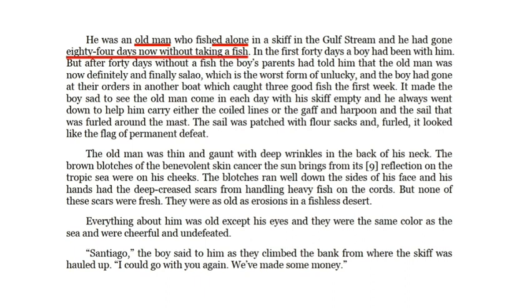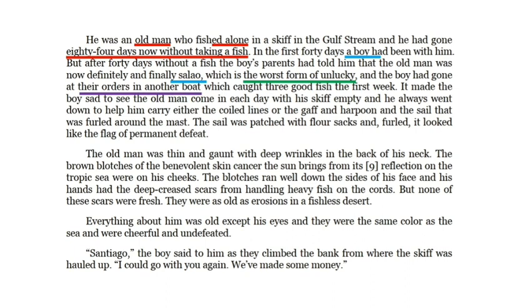In the first 40 days, a boy had been with him. So, another character is being introduced here. It is the character of the boy. The boy used to accompany him. So the boy was with the man for the past 40 days, and both of them could not catch one single fish. But after 40 days without a fish, the boy's parents had told him that the old man was now definitely and finally salao, which means he is unlucky, he is cursed, which is the worst form of unlucky. And the boy had gone at their orders in another boat.